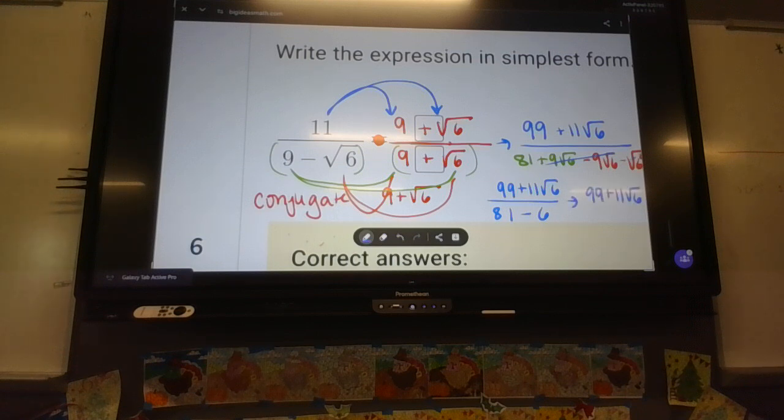I really thought I did this problem. Must have been a different class.